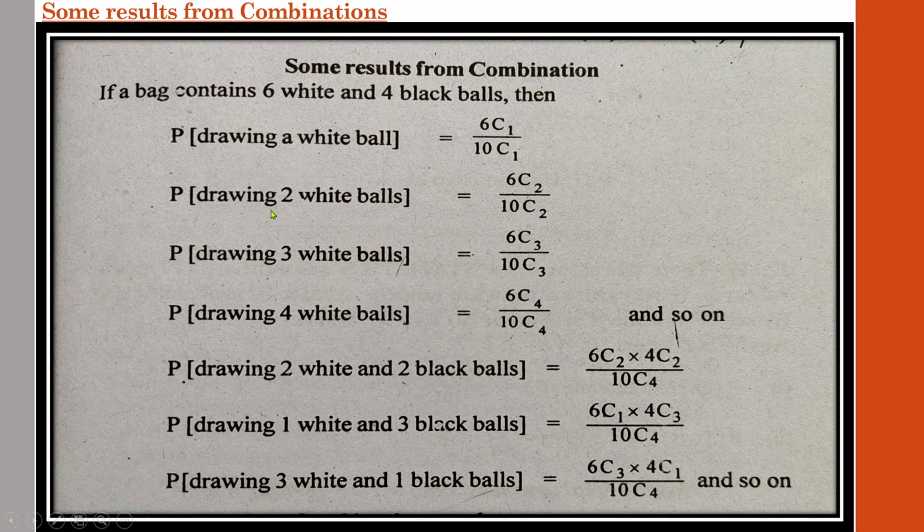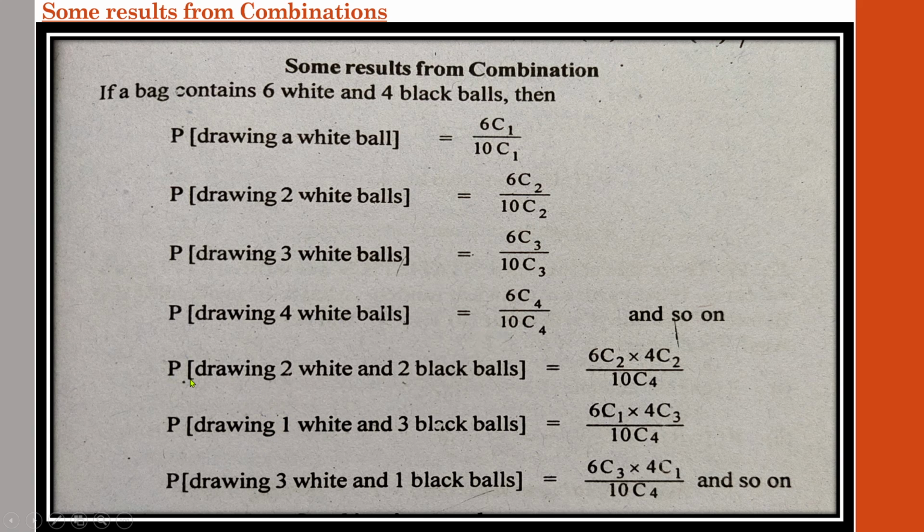Next one, probability of drawing two white balls. Same case, 6C, the only difference is r is 2 because here we are drawing two white balls. Again in the denominator it will be 10C, r means 2. I hope everyone is following the concept. Next one, probability of drawing 3 white balls. Again 6C3, 10C3. And next one, probability of drawing 4 white balls. That is 6C4, 10C4.